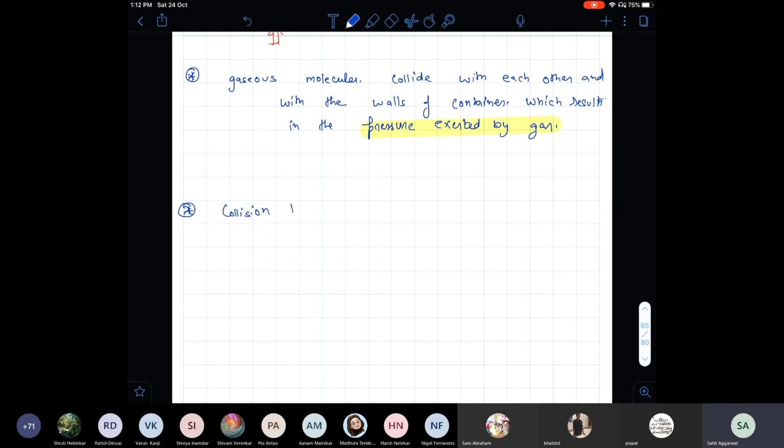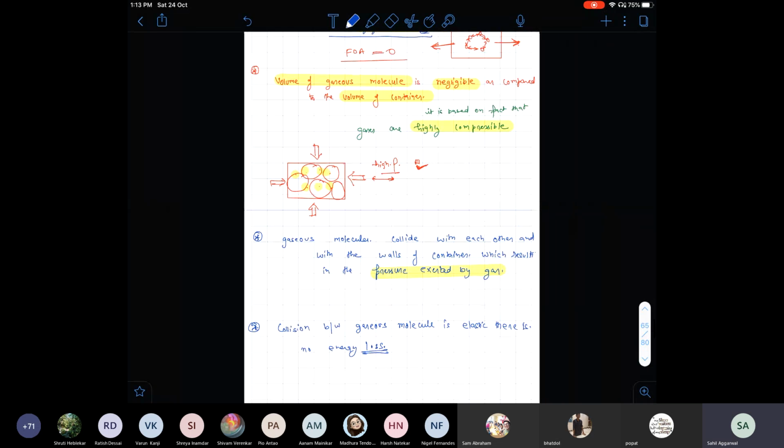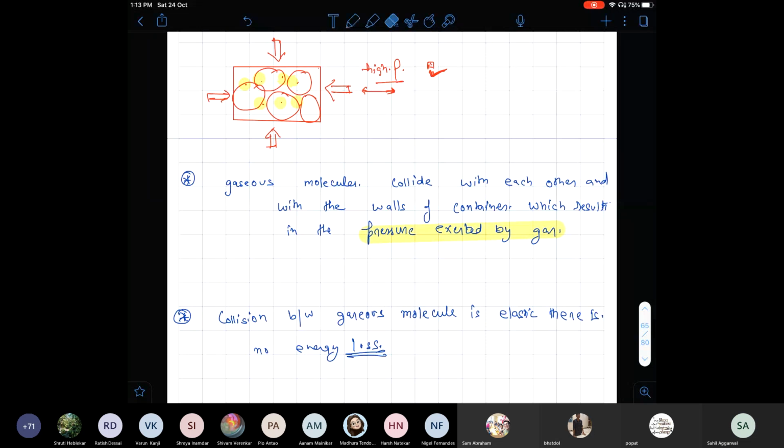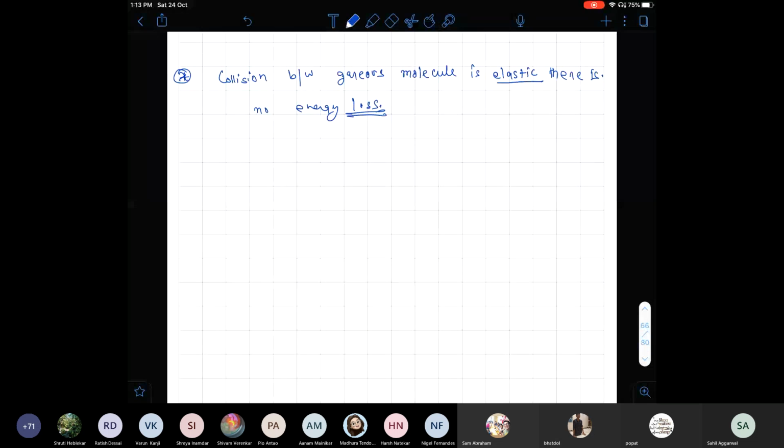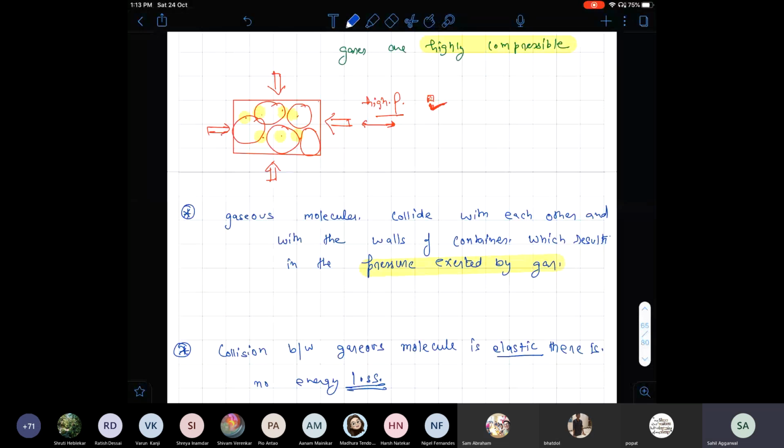Collision between gaseous molecules is elastic and there is no energy loss. These are the postulates we have to remember.